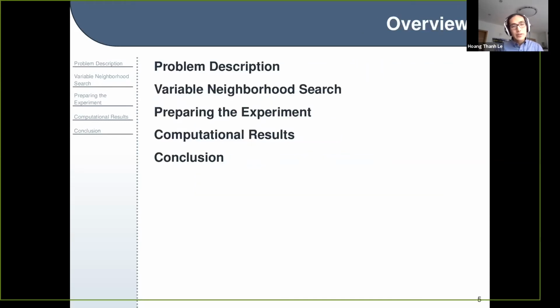Okay, so after introducing this problem, I'd like to describe it in more detail. Then I'm going to present the proposed algorithm that is based on variable neighborhood search. After that, I'm going to explain how the experiment was prepared to evaluate the proposed algorithm. Then I'm going to present some computational results and finish with some concluding remarks.